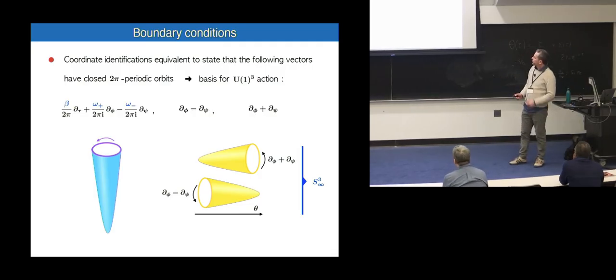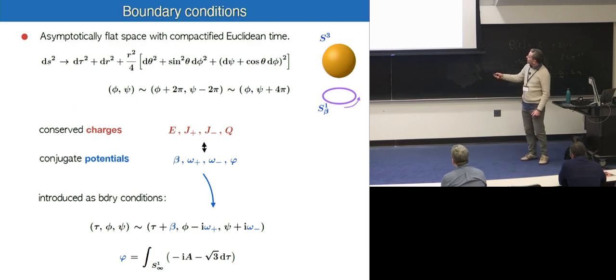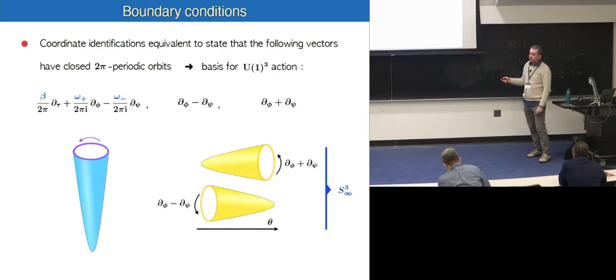So a main point of the talk will be to use these three isometries. Having claimed that the coordinates are identified in this way, an equivalent claim is to just declare that the isometries that have closed orbits, in particular closed 2-pi periodic orbits, are these three Killing vectors here. These three Killing vectors may collapse in the bulk. Some of them actually also collapse at the boundary, given the boundary conditions that I took. So there are these two isometries, this is a U1, this is another U1, that collapse in the asymptotic three-sphere.